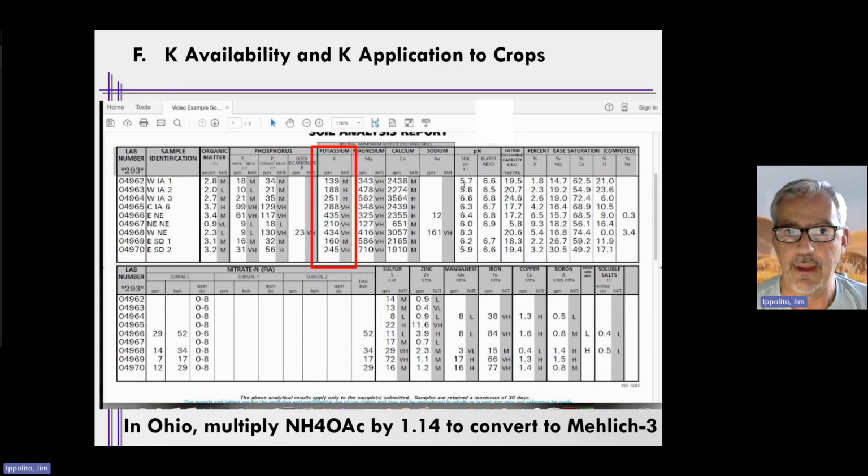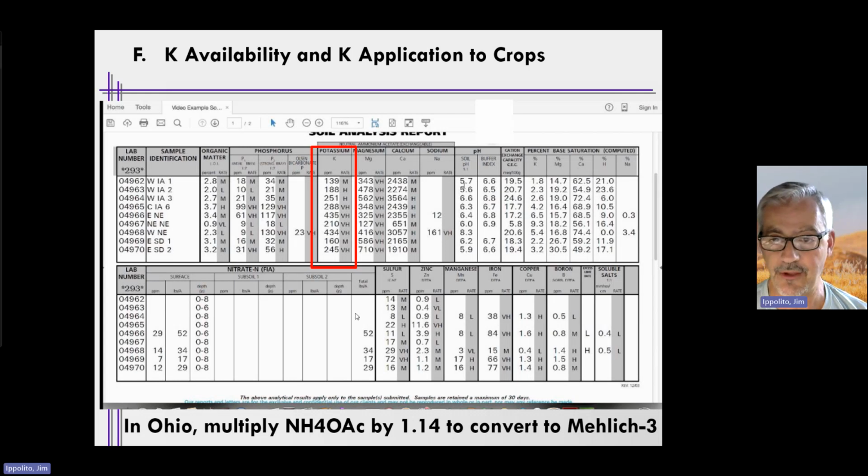Let's now talk about potassium availability and potassium application to crops. So really taking a look at soil test results and how you interpret these results to come up with a fertilizer recommendation for any crop here in Ohio and surrounding states. And this is a soil test report from somewhere in Ohio, from locations that I have no idea where they're from.